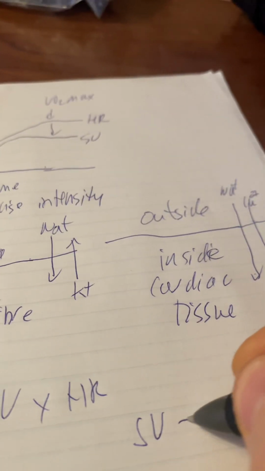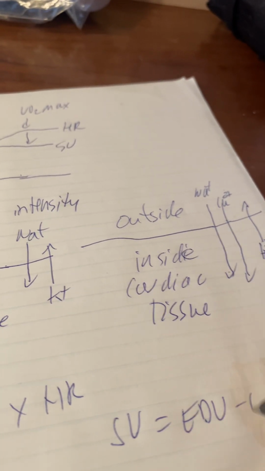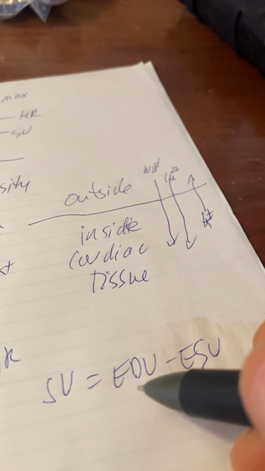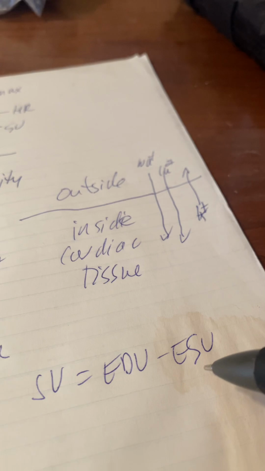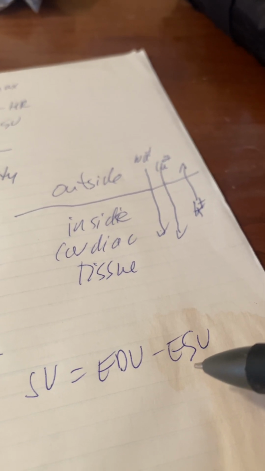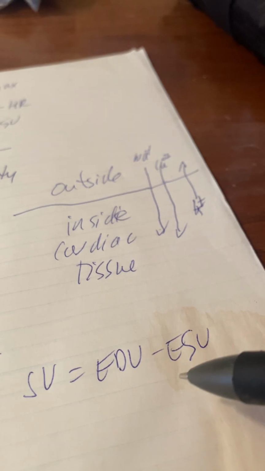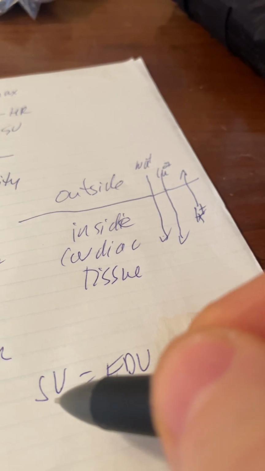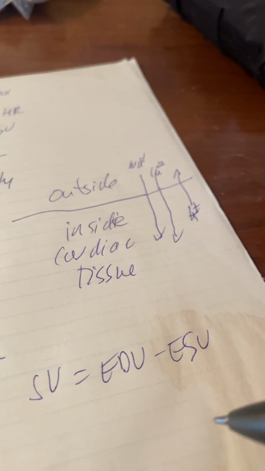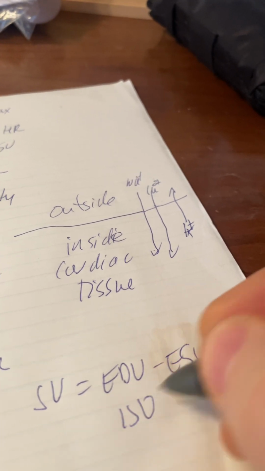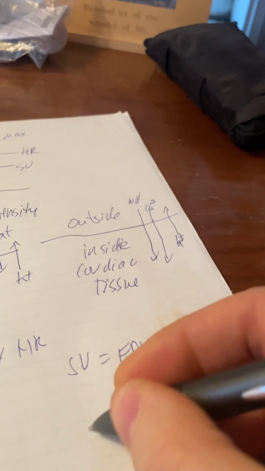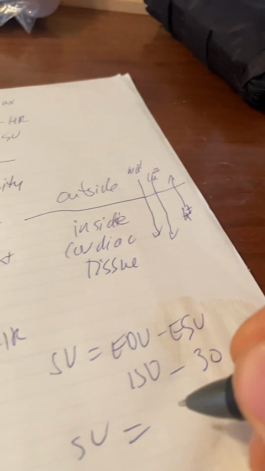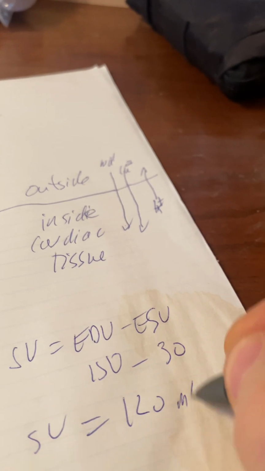Your stroke volume is the difference between your end diastolic volume and your end systolic volume. End diastolic volume is the maximum amount of blood that's going to be in your heart at one point in time. End systolic volume is the amount left over in the heart after a contraction. So the difference is the amount of blood that's pumped out of your heart with one beat, and that's your stroke volume. In this case, we have an end diastolic volume of 150 and an end systolic volume of 30. So your stroke volume is going to be equal to 120, so that's 120 milliliters per beat.